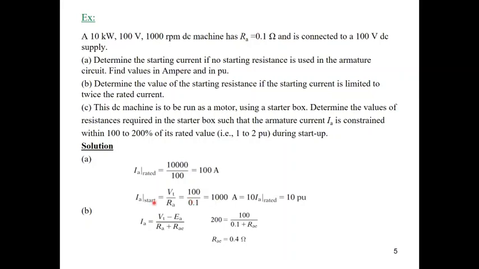Okay. So this is for that part. Part B: find the value of the starting resistance if the starting current is limited to twice the rated current.